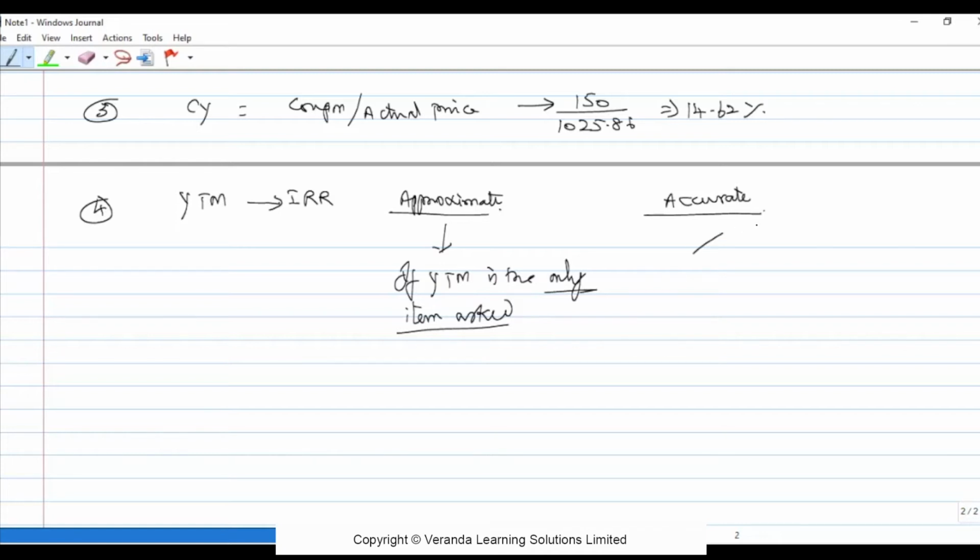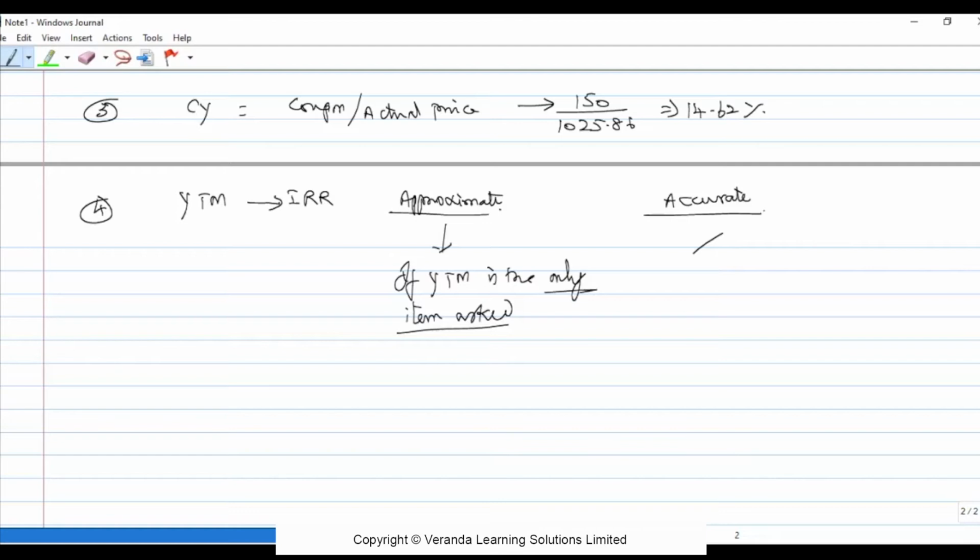The reason is that we all know the approach, garbage in, garbage out. In system study, we used to say that. If the input is not accurate, the output will also not be accurate. There are problems where yield to maturity will be an input for questions related to duration and volatility. For problems involving finding yield to maturity alongside those, use the accurate method.